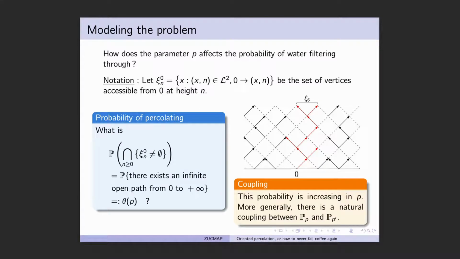Also, for those who know a bit about what a coupling is in probability theory, you can see that this probability is increasing in p, so it's very intuitive. But to understand it is a kind of conceptual twist. So if you haven't seen what a coupling is, I won't insist on that too much. Just remember that it's increasing.